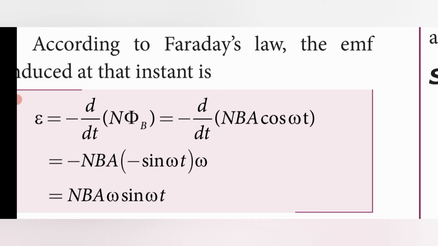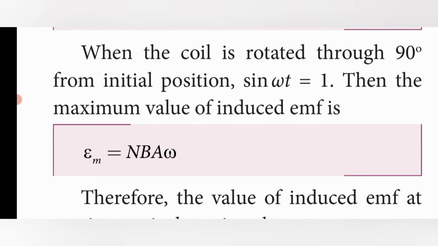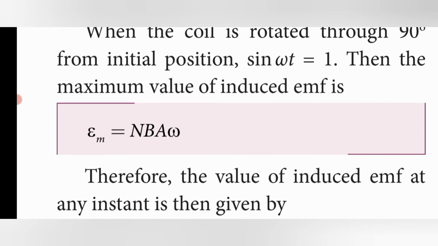So NBA omega can be taken as epsilon m. Epsilon m means the maximum EMF that can be produced. So here the sin value will be 90 degrees, that's why NBA omega is there. So here NBA omega is the value of epsilon m, that is the maximum. So epsilon m represents the maximum value of induced EMF. So NBA omega is the maximum induced EMF.